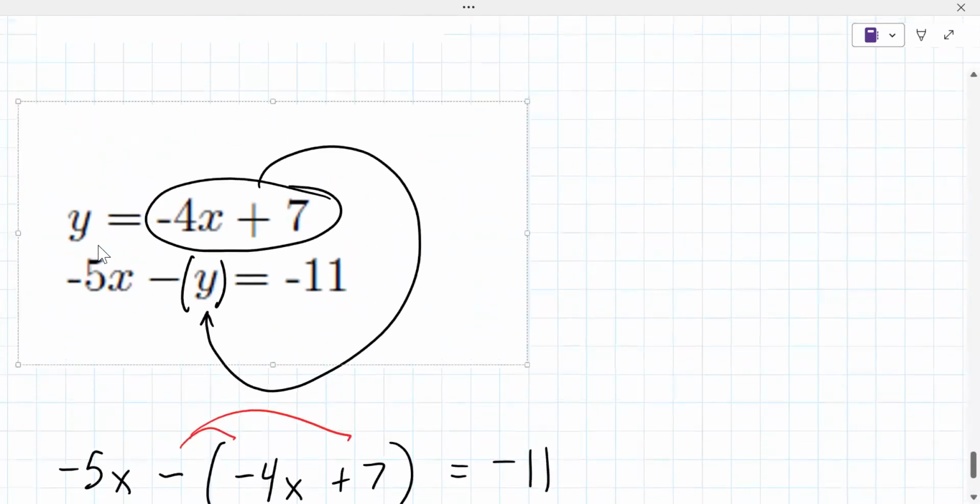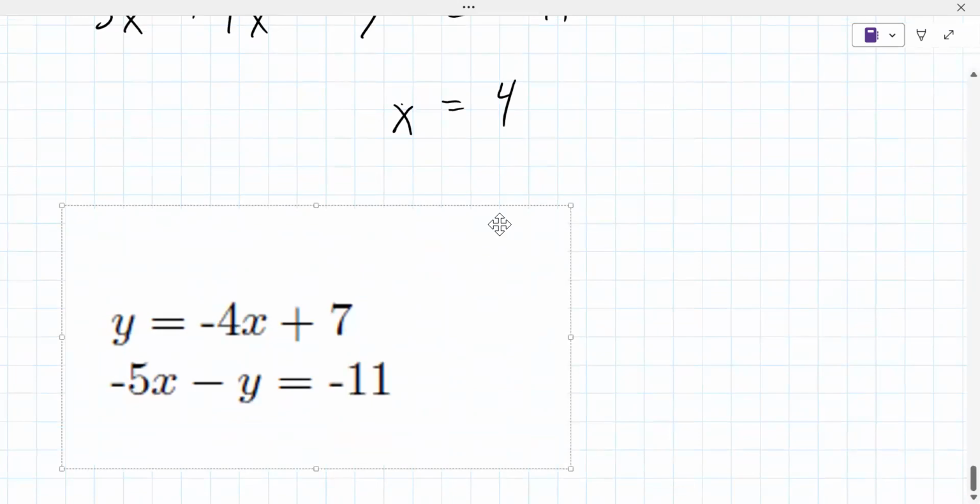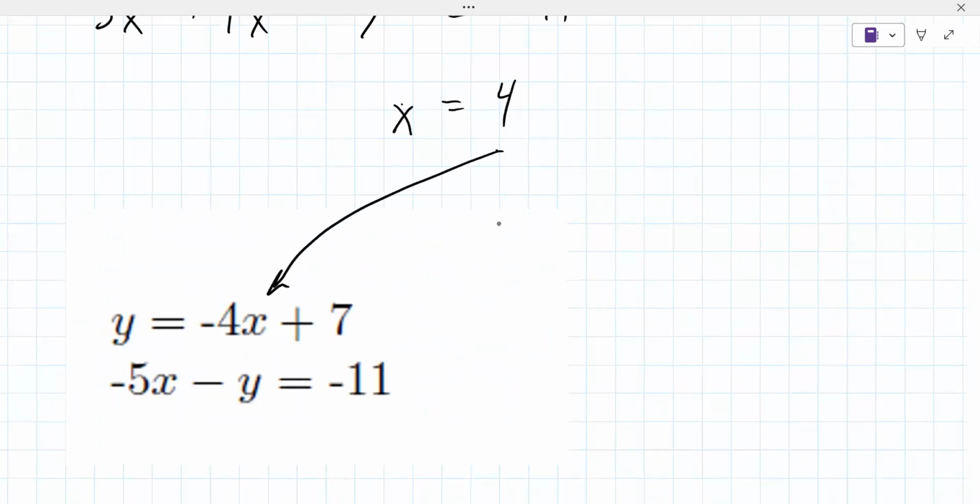Now you've got to go back to the equation, right? One equation or the other. Let me grab this equation. Doesn't matter which one? Well, it does not, but you usually want to do the easy one if you can. So -4 times 4 plus 7. -9. Y equals -9. Very good.